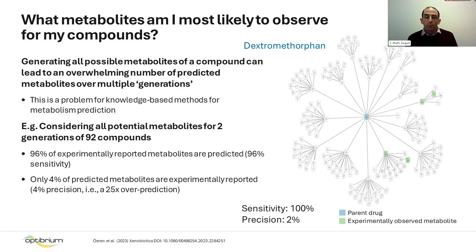And this is a well-known problem for knowledge-based methods for metabolism prediction. We can generate lots and lots of potential metabolites. We can find all the potential metabolites, essentially. But which ones are actually going to be observed experimentally that we need to be concerned about?